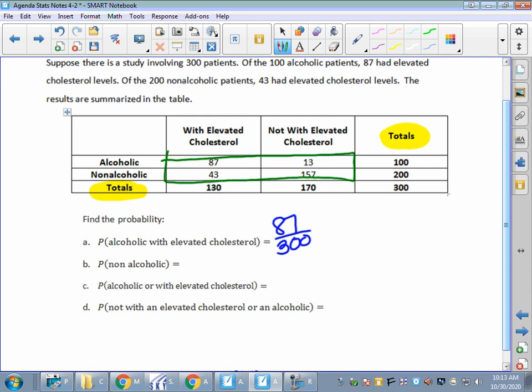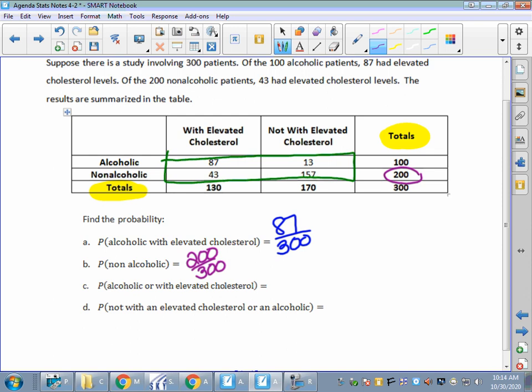We could turn that into a decimal. I think it's like 0.29 or 29% or something like that. Probability of a non-alcoholic. So how many patients were not alcoholic? Right here, 200 out of 300. So that's going to be like 67%.